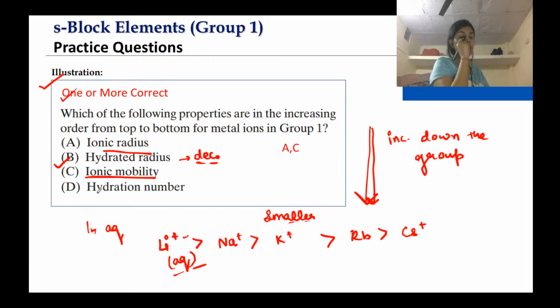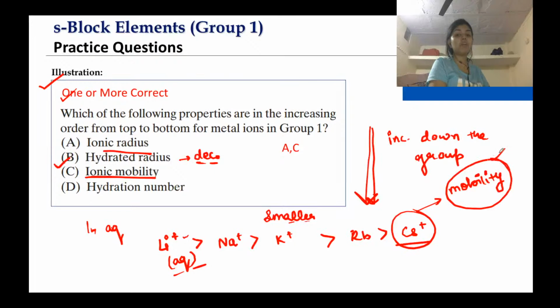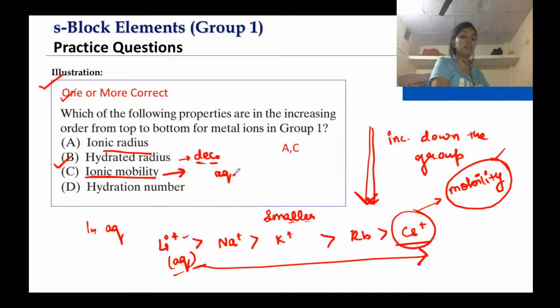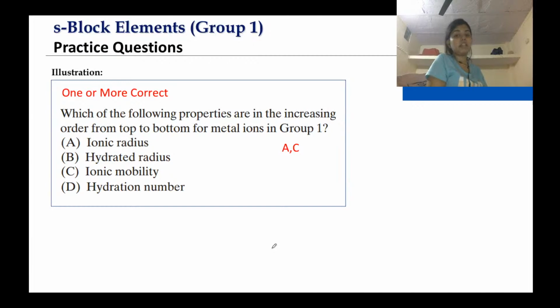If you treat ionic mobility, see, because hydration of lithium plus is more, its size is greater now. So in aqueous form, cesium plus, if you take, has a greater ionic mobility because it has a smaller size in aqueous medium, therefore it is lighter, so it will be able to move freely, right? So its ionic mobility will be more as compared to that of lithium, sodium, potassium and rubidium. So ionic mobility increases down the group, right? We talk about ionic mobility in terms of aqueous solution only. So the answer is A and C. Hydration number also, if you see, decreases down the group, as the extent of hydration also decreases down the group, right? So the answer is A and C.